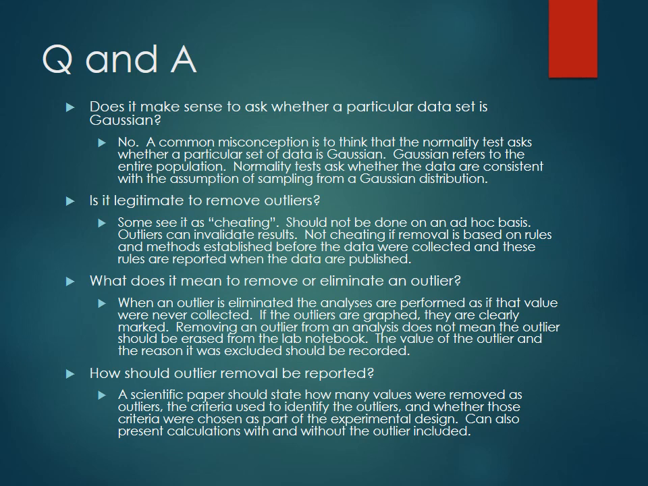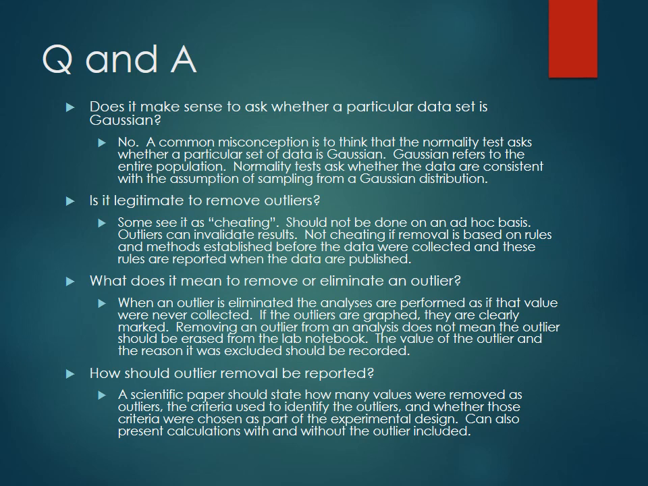Gaussian is referring to the entire population itself, and when you are sampling from that, you're pulling a random sample from that Gaussian distribution. You perform those normality tests to make sure that the data you have still represents that Gaussian distribution. Is it legitimate to remove outliers?